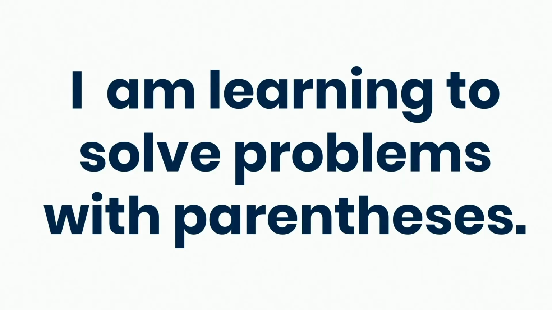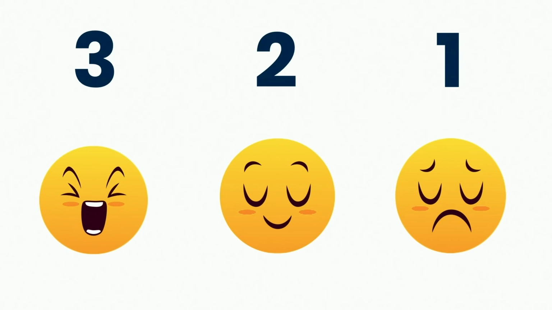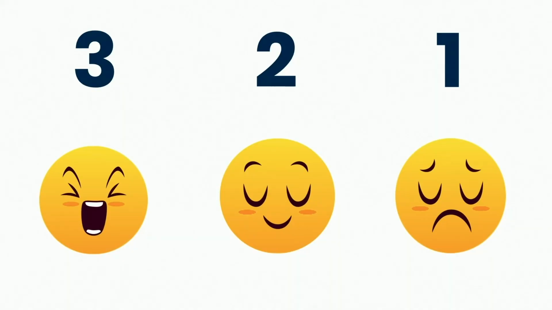Let's read our learning target together. I am learning to solve problems with parentheses. Great. Now we need to self-evaluate to see how we did today for this lesson. So let's slide to our self-evaluation slide. If you feel great about parentheses in math and you got all your lab work correct, give yourself a 3. If you feel pretty good about it, but there's a few things you're a little confused about, or maybe you got 1 or 2 wrong on your lab work, give yourself a 2.